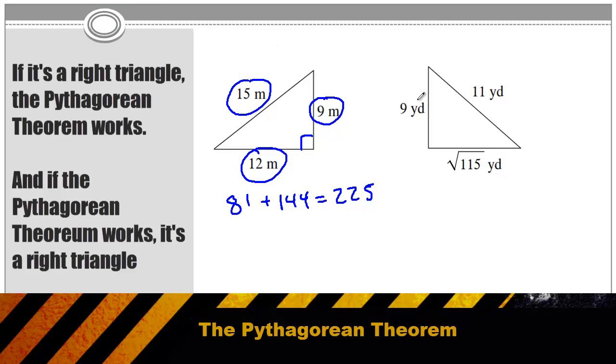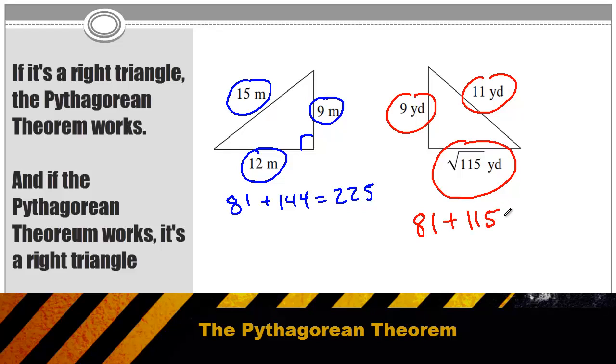But on the right, I have a different result. On the right, I see I have 9 squared plus the square root of 115 squared. And let's see if that's equal to 11 squared. Or is 81 plus 115 equal to 121? And I can see right away that 81 plus 115 is going to be a whole lot closer to 200, so nowhere near 121. So even though the picture on the right looks like a right triangle, it's not. Again, never trust the picture on your exam.